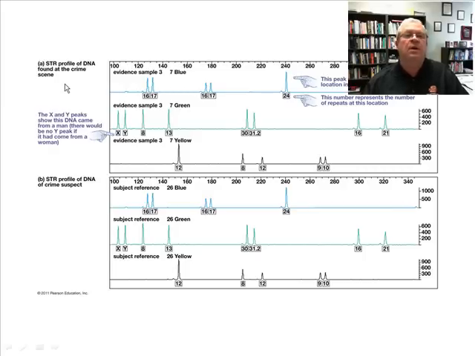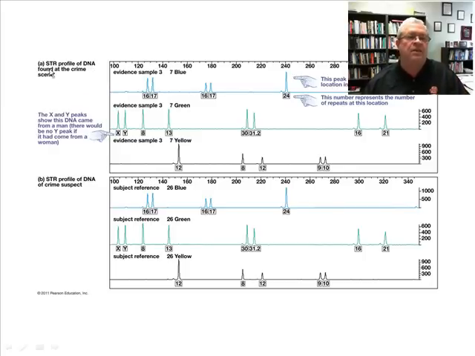Your textbook sort of explains how that works, and I am not actually going to require for the lecture part that you understand anything about short tandem repeats. But we can see something here before we move on to something that's, I think, a little easier way to ease into it than the STRs.